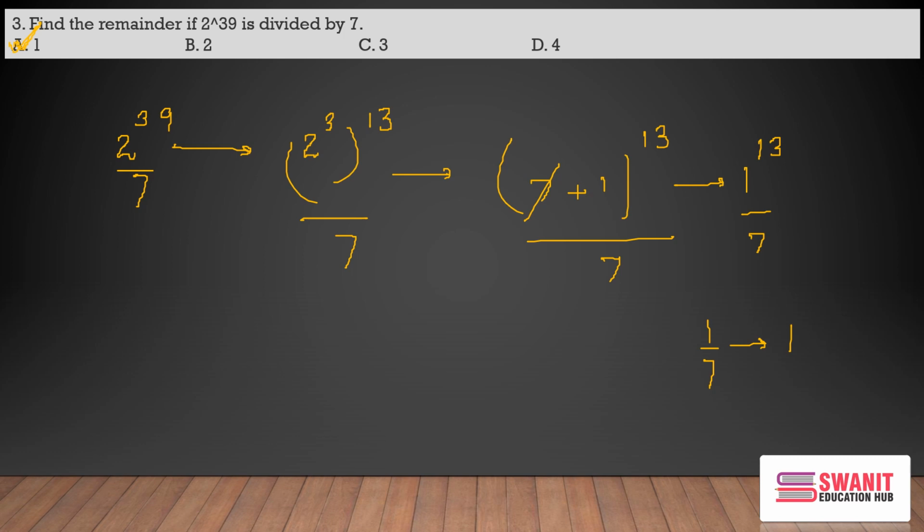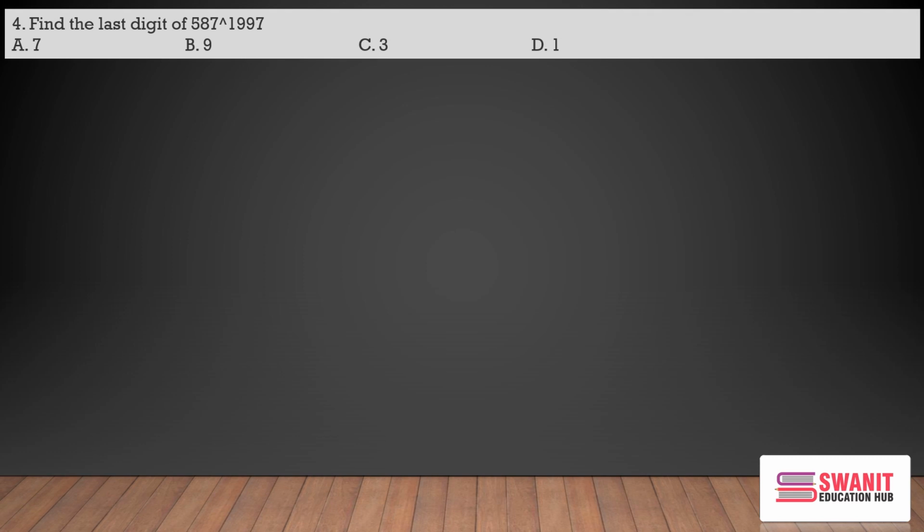Let's look at another question. Find the last digit of 587 to the power 1997. Another number system question, finding the unit digit. Now finding the unit digit is explained in a separate video on my channel. You can go through it and this question becomes a very easy one. Let's see how we do it. Since we want the unit digit, the other two digits have no role in the answer.